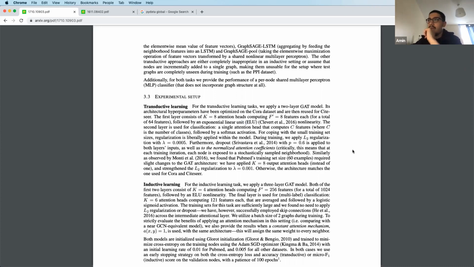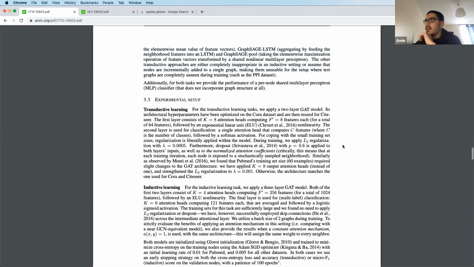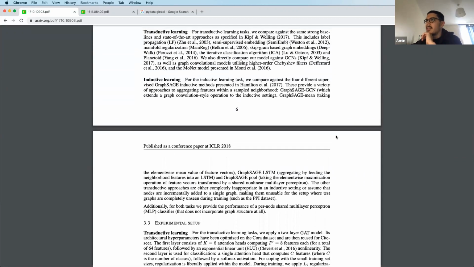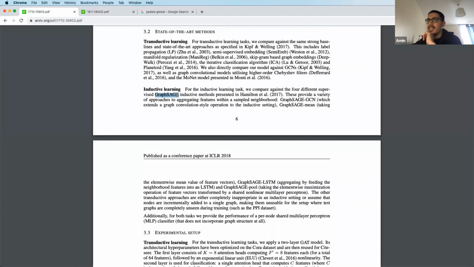So essentially, what this does is at training time, each node receives information from a randomly sampled neighborhood instead of the entire neighborhood, and so you can see why this is regularization. They mention, I believe it is the GraphSAGE method.